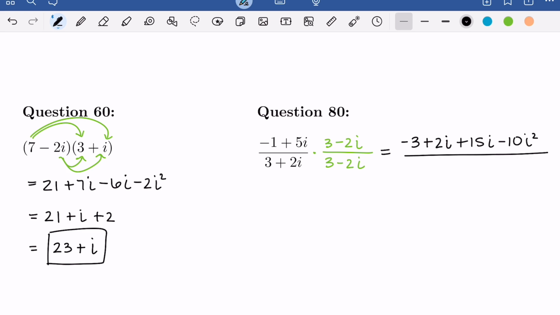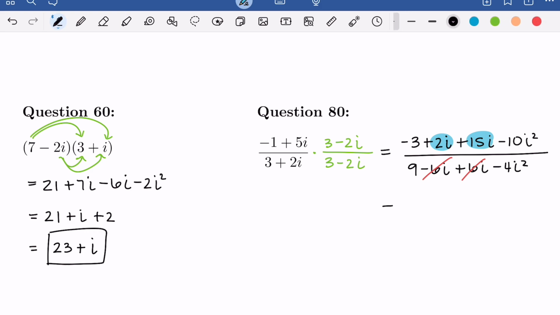In the denominator, we're going to do some things similar. These guys are conjugates, so we know some things are going to cancel. But we're going to have 3 times 3, which is 9. And then we have 3 times negative 2i, so minus 6i. And then we have plus 6i, and then our last term is going to be minus 4i squared. So like I said, these are conjugates, so we know some things are going to cancel. In the numerator, we can also combine like terms. We have these two imaginary parts here.